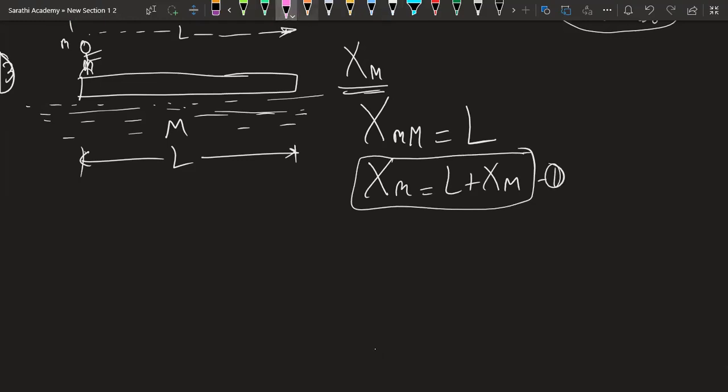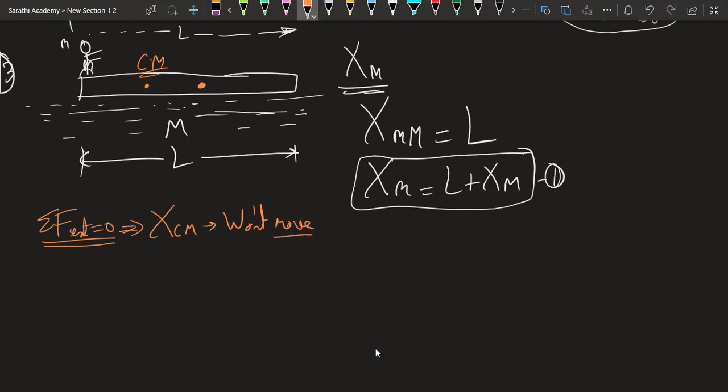Now another important thing to consider is that because there is no external force on the system, F external equals 0. Because this force is 0, we can say that the center of mass won't move, because initially it was at rest. So the final velocity should also be zero because there is no acceleration. So the center of mass will not move. Let the center of mass be 0, we can take it for calculation's sake.